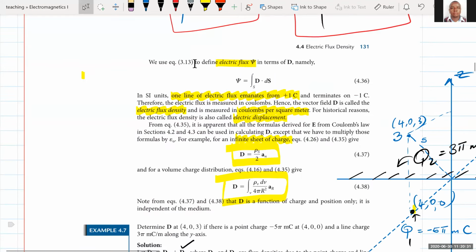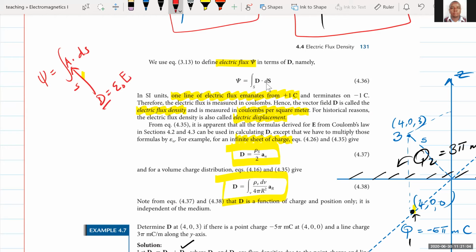We are saying now that from that equation we can define electric flux in terms of D. This is something we have already said, that from equation 3.13 flux was equal to the surface integral of A dot dS. But now, because we have expressed D as epsilon naught E, we can replace A with this D. That is why we are bringing D in at that point. So that becomes our new expression of electric flux, just as it was defined in 3.13.